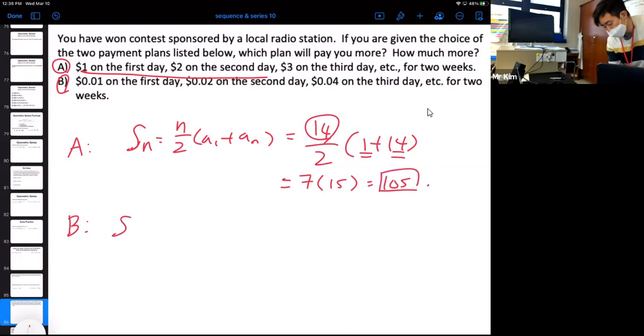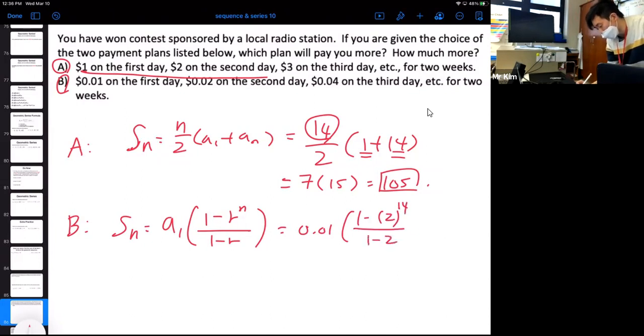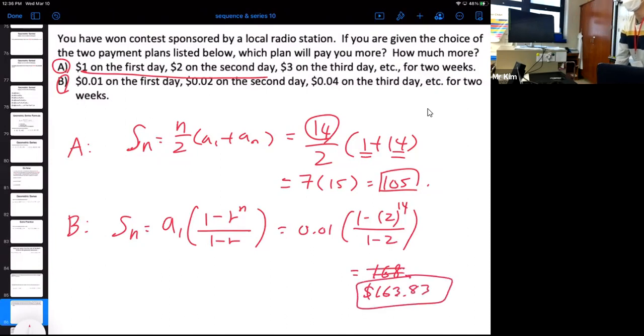For part B, the summation is a sub 1 times 1 minus r to the n over 1 minus r, as we've been doing many, many times before. The first term is 0.01, the penny, times 1 minus the common ratio here, which is 2, raised to the power of n, which is 14, over 1 minus 2. When you type that in, is it 163.83 dollars? Therefore, Plan B pays a lot more.